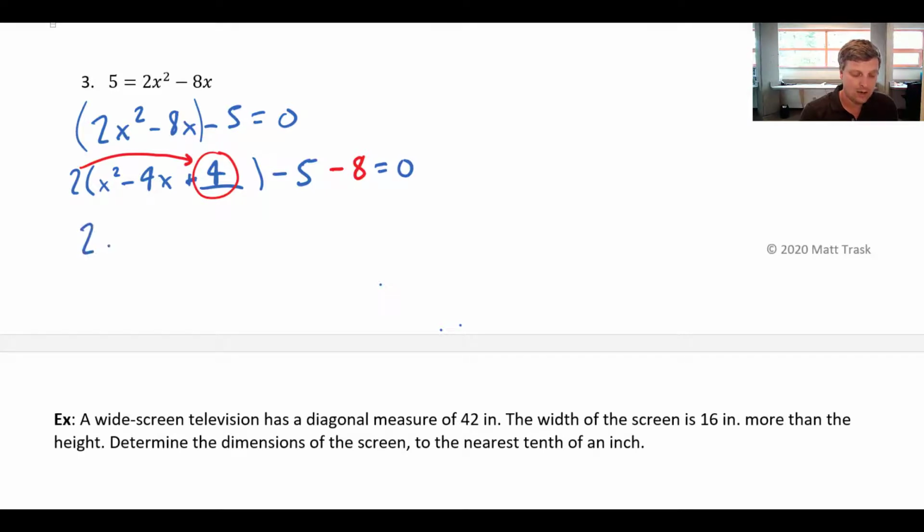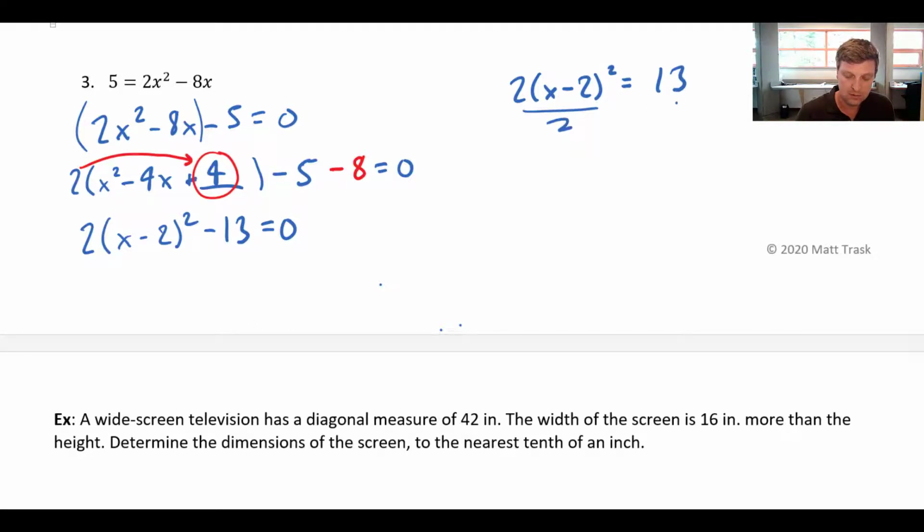So now I have 2 times (x minus 2) squared. I'm just rewriting that in the perfect square form. Minus 5 minus 8 is going to be minus 13, and that equals 0. I'm going to move 13 to the other side of the equation. So I get 2(x minus 2) squared is equal to 13. Divide by 2, and I get (x minus 2) squared is equal to 13 over 2.